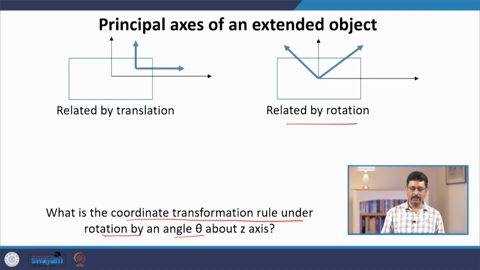So, we have to rotate by some angle theta, and in this particular case the axis of rotation is the z axis, which is perpendicular to the plane of the figure. So, about the z axis we have to rotate by angle theta to go from one coordinate system to another coordinate system. The question is, how much is the theta?